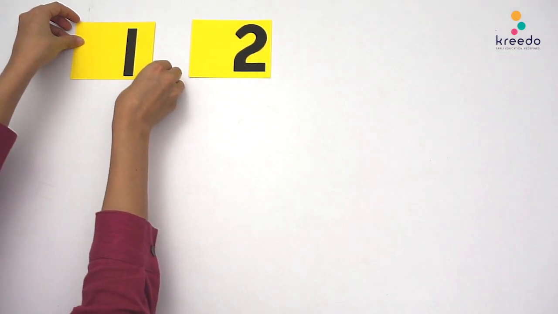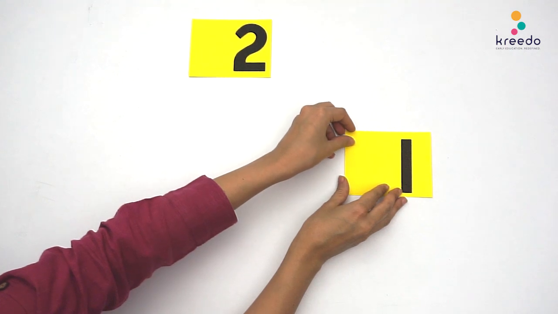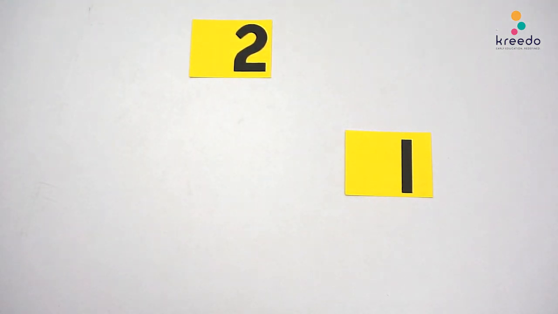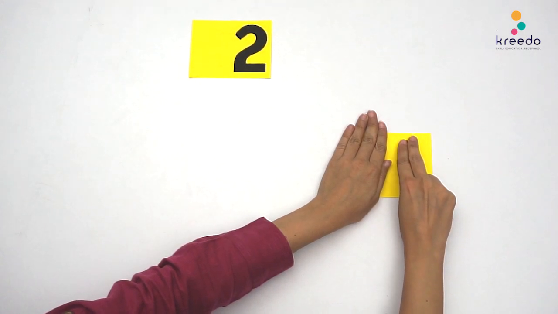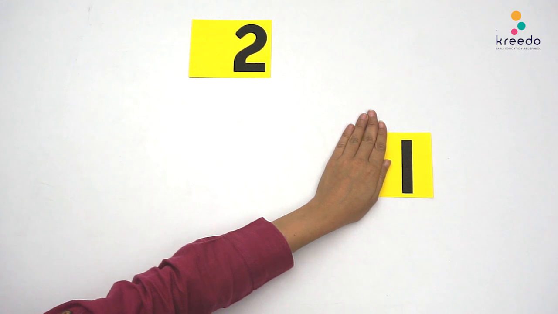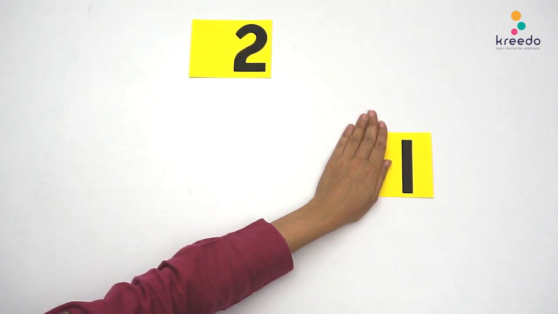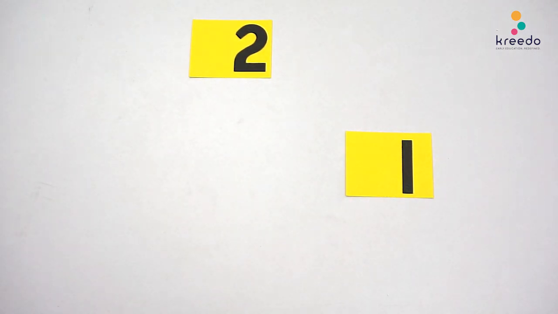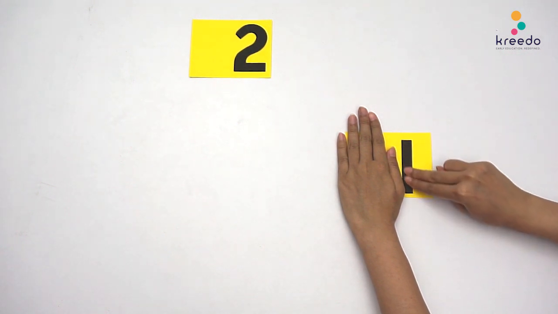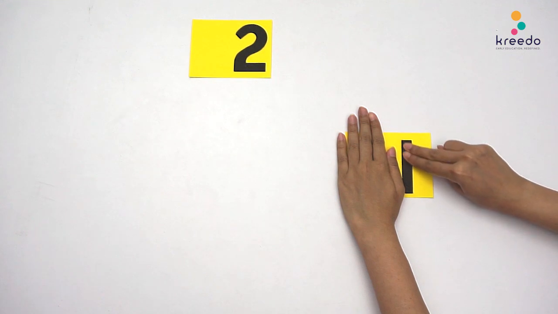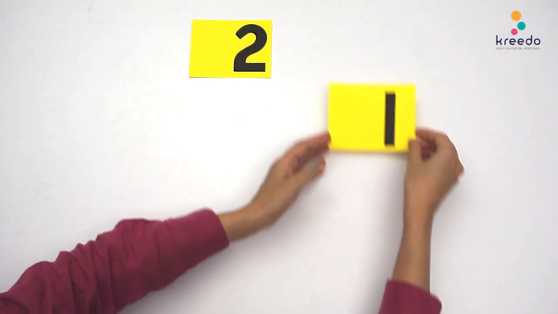Take sandpaper number 1 and place it in front of the child. Trace the sandpaper number 1 as shown here and say 1. Tell the child, please trace the number and say 1. 1. Place the number away from the child.